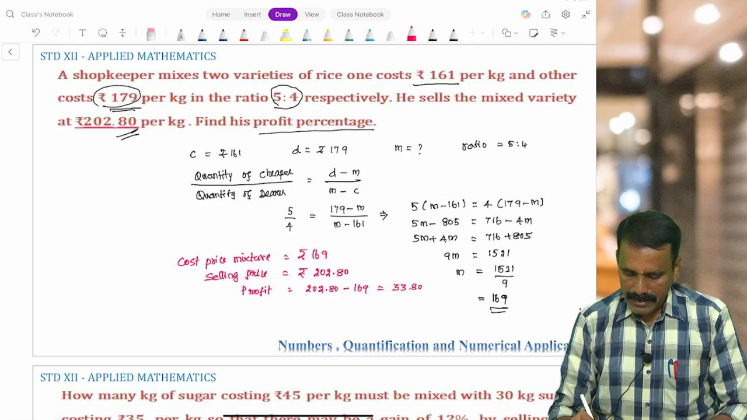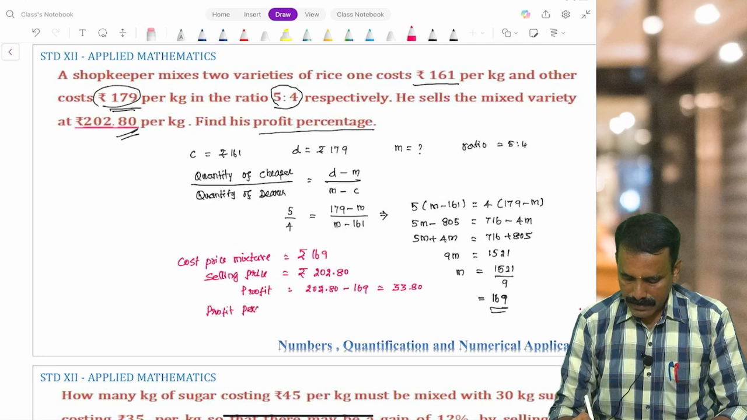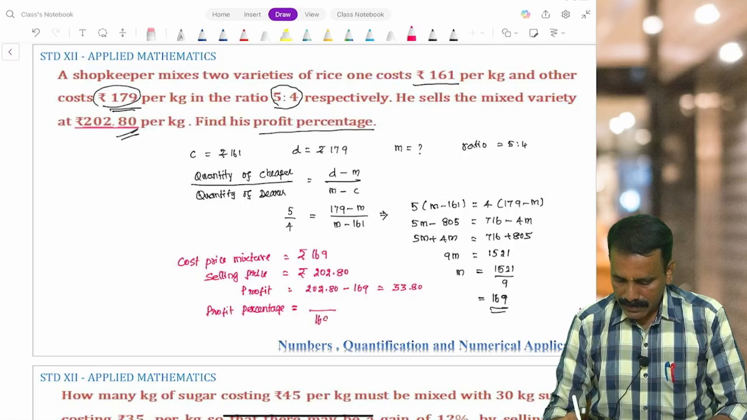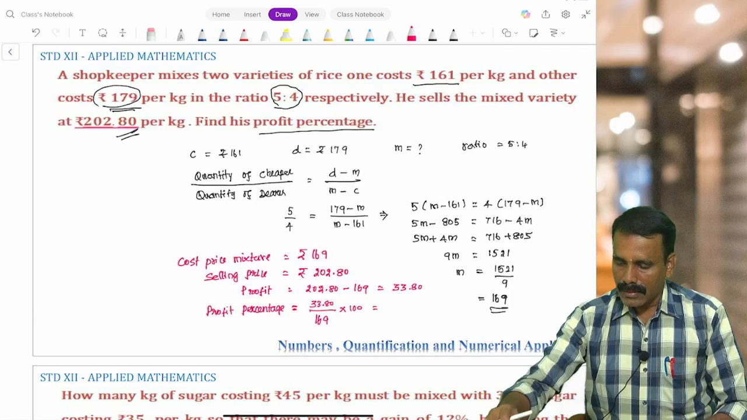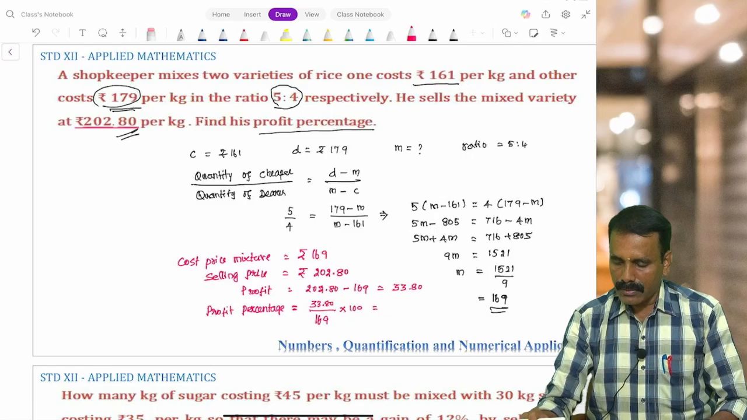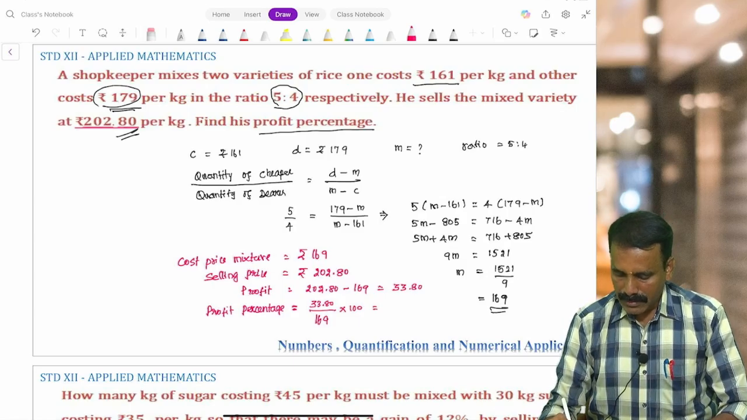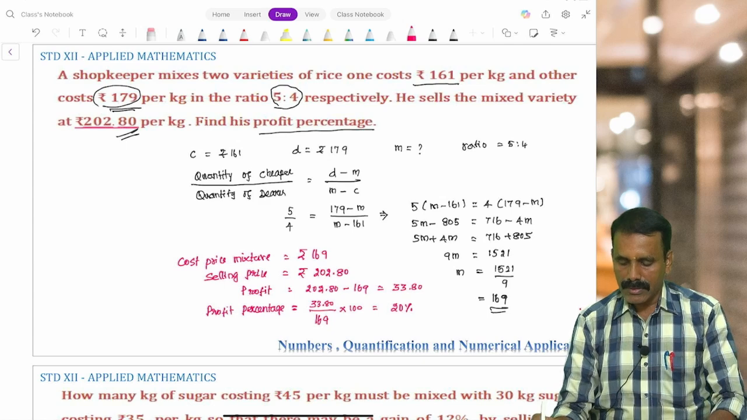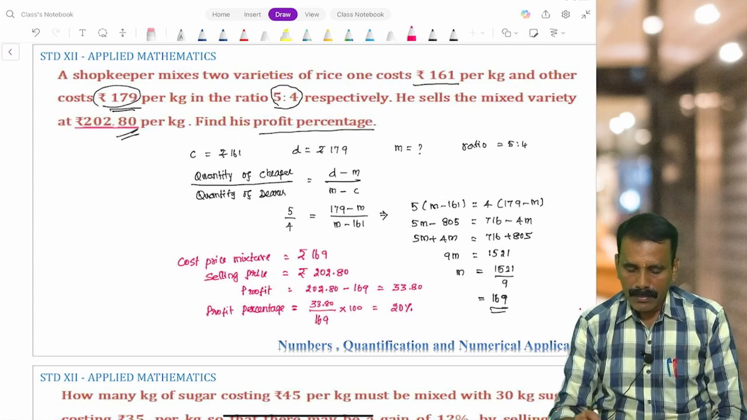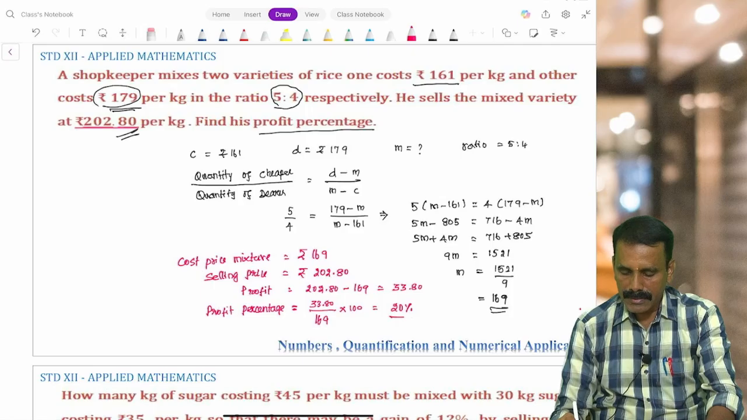Now we are going to find the profit percentage. So profit percentage will be profit over cost price. Cost price is 169. The profit margin is 33 rupees 80 paise into 100. So 33.80 multiplied with 100 divided by 169, which is nothing but 20%. So this is the answer. So the profit percentage will be 20%.